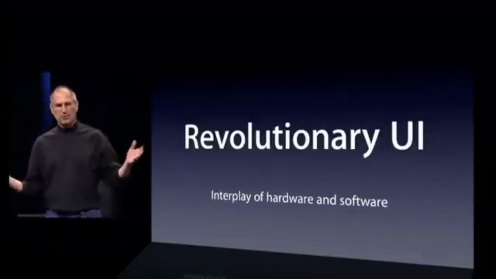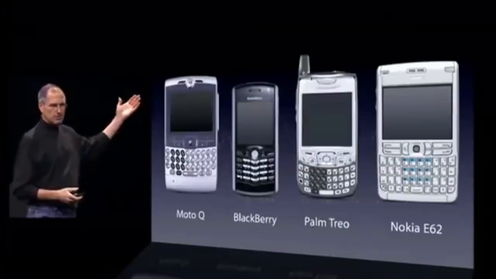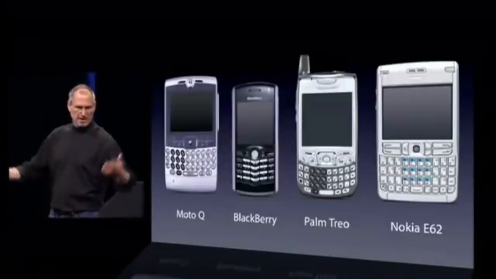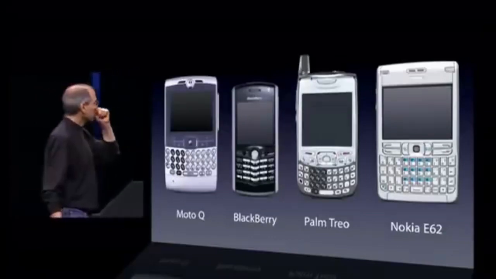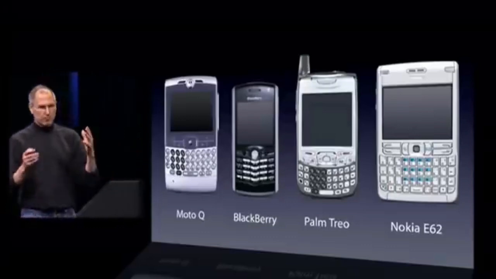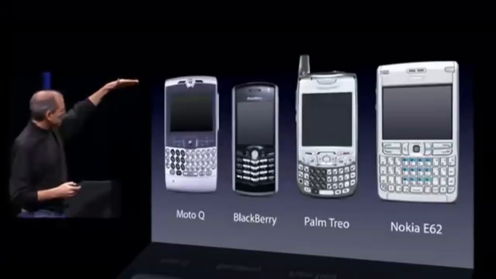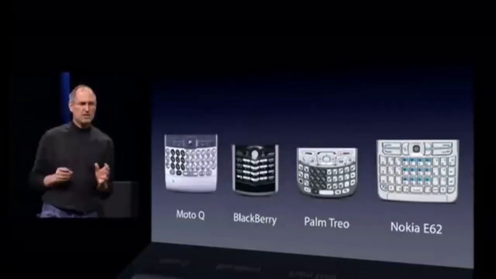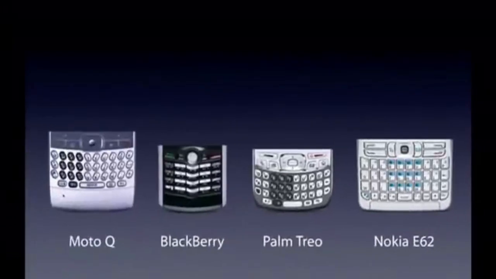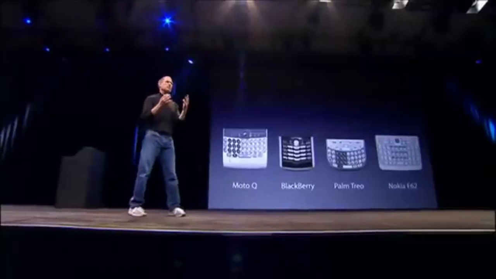Now, why do we need a revolutionary user interface? I mean, here's 4 smartphones, right? Motorola Q, the BlackBerry, Palm Treo, Nokia E62, the usual suspects. And what's wrong with their user interfaces? Well, the problem with them is really sort of in the bottom 40 there. It's this stuff right here. They all have these keyboards that are there whether you need them or not to be there.